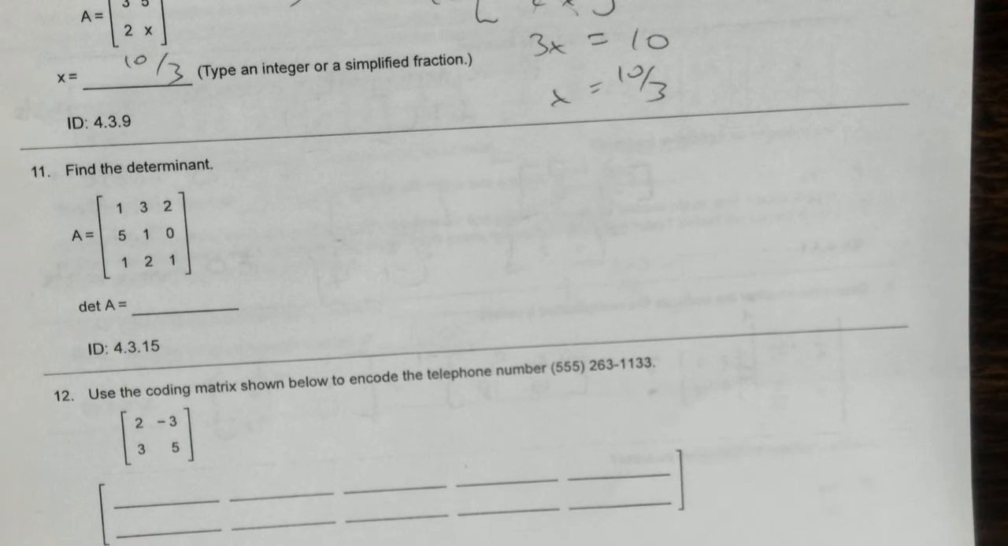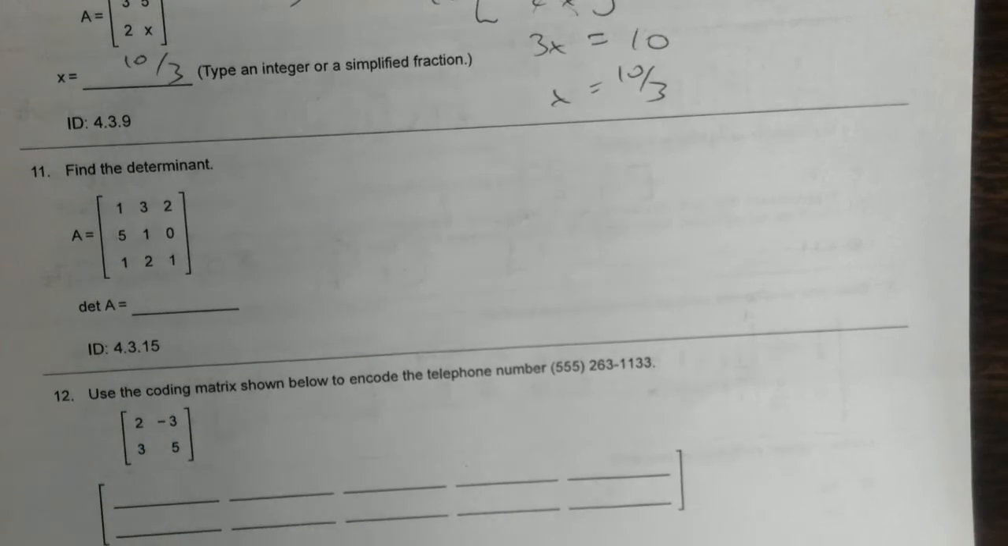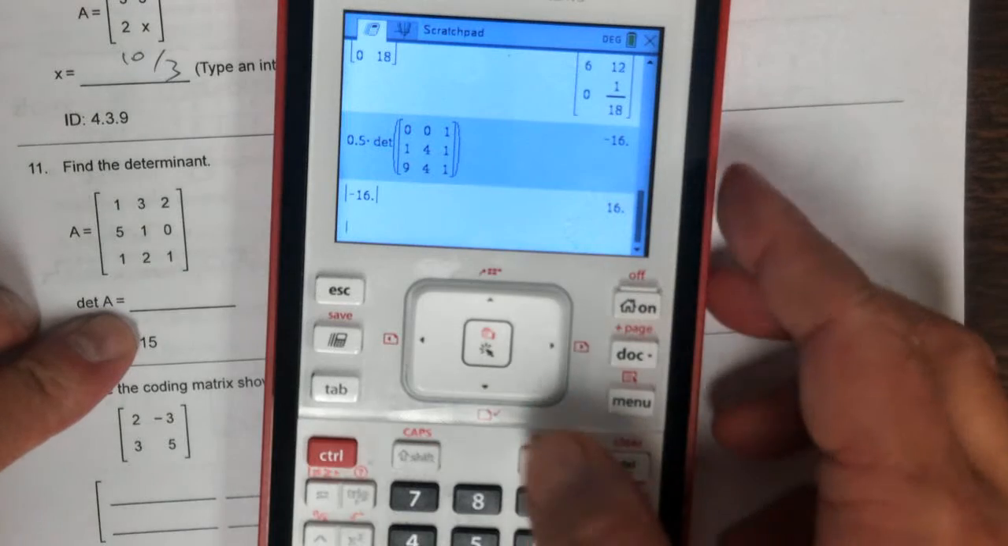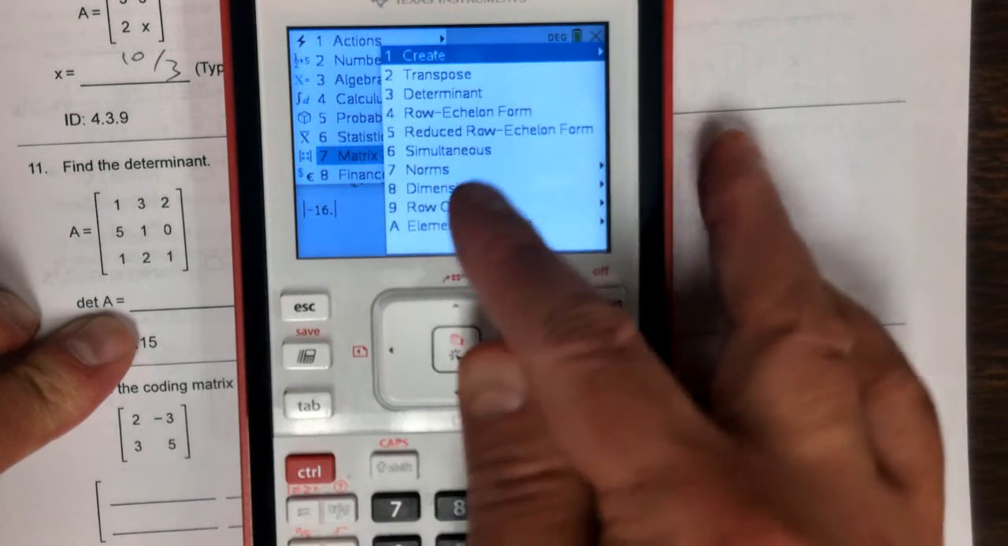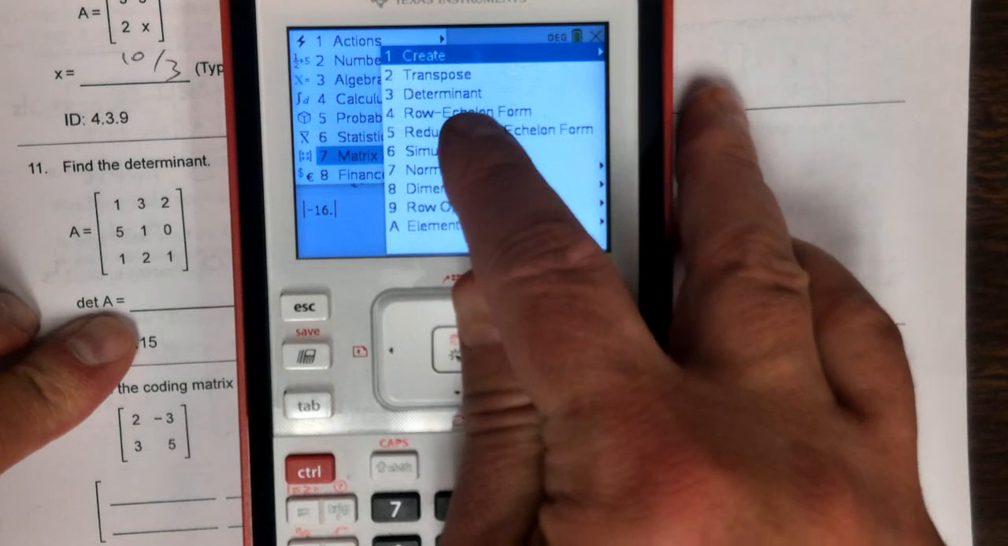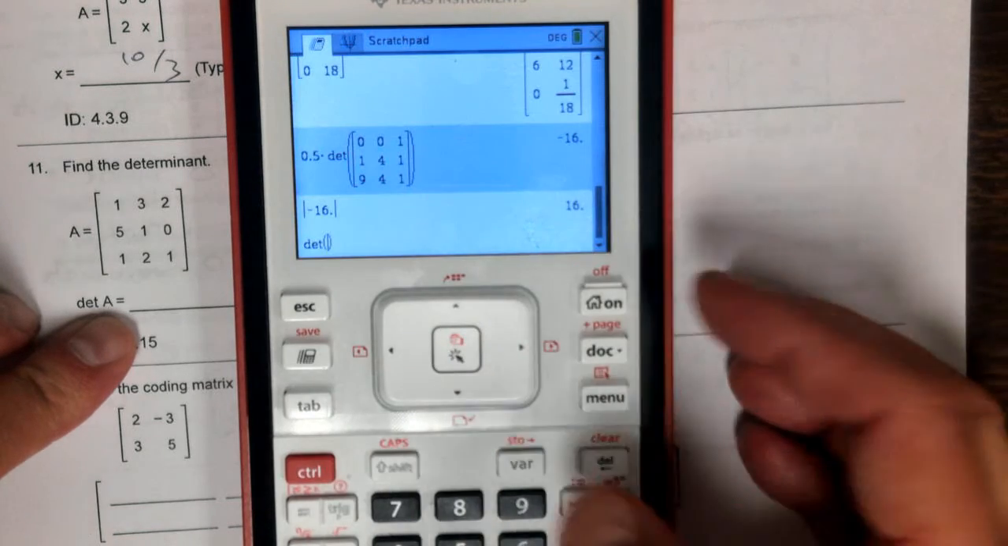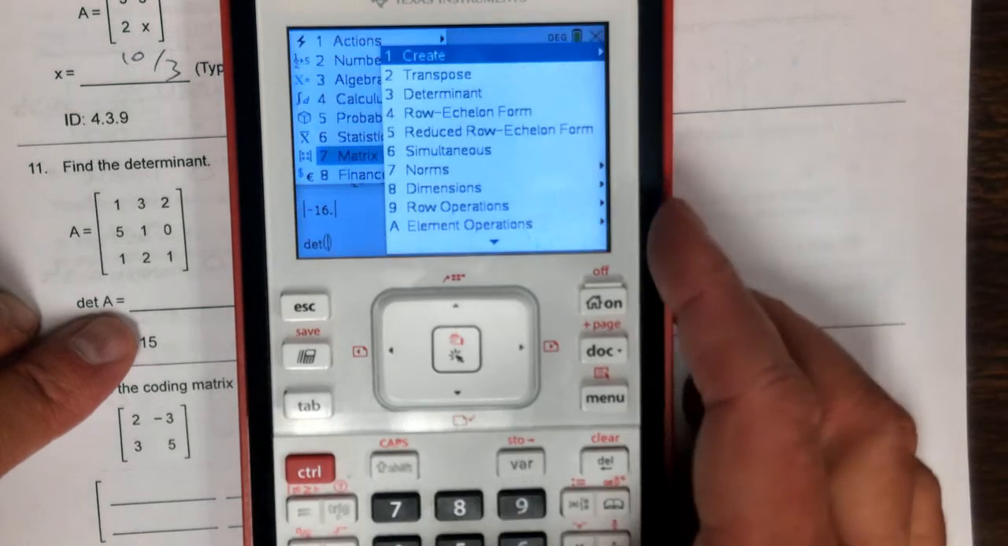Okay, on this one, again, the easiest way is just to type it. By the way, if you forgot, you could have said 3 for determinant right there, 7 then 3, and it puts the parentheses.